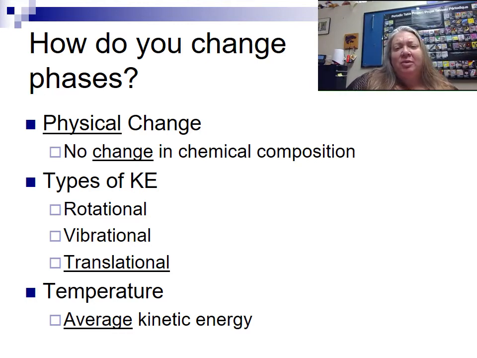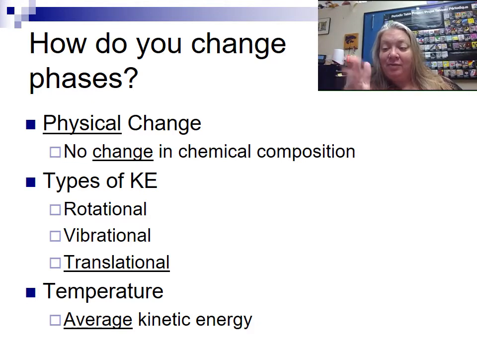So let's look at some of the different ways it can gain that kinetic energy. There are different types of kinetic energy we could talk about. The first one's rotational. Well, rotational is just what it sounds like. It rotates, meaning it goes in a circle. It's kind of like your ceiling fan or an ice skater, and as they turn in a circle, that's rotational. It goes around a center of mass. It spins.